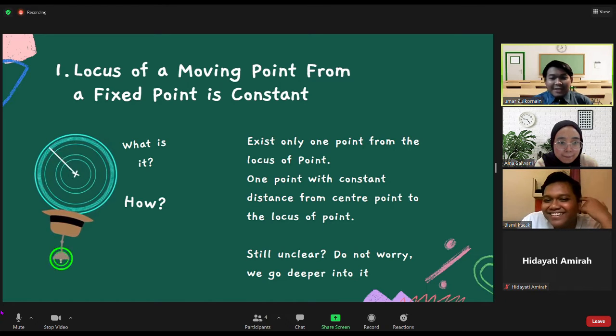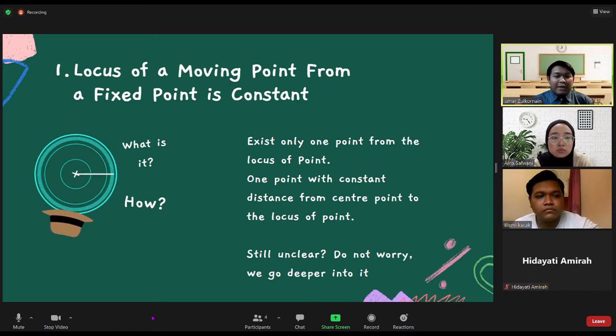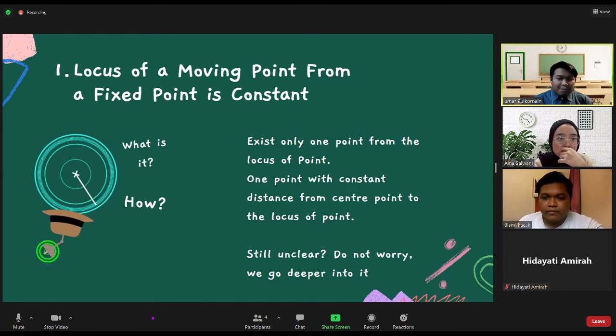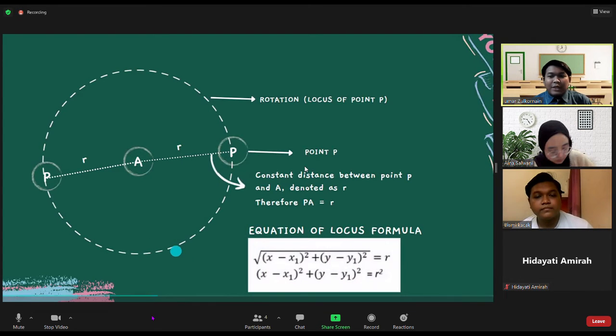By the definition, there exists only one point from the locus of point. This is what you need to remember. It exists only one point from the locus of point, which is the moving point, with constant distance from the center point to the locus of point. So in this situation, we have a center point that is fixed at its place with a coordinate, and a locus of point, which is a moving point that will circle the center point with a constant radius. For a better understanding, I already prepared a slide for you to see.